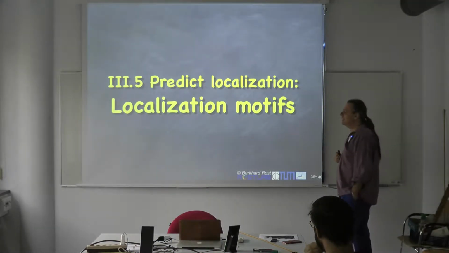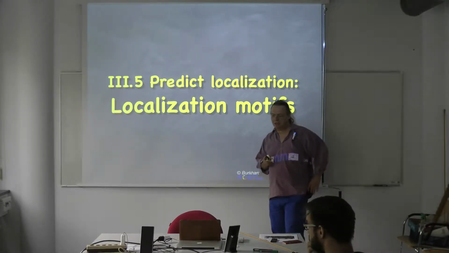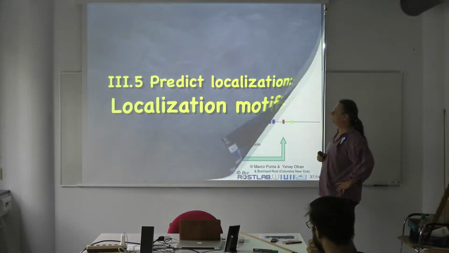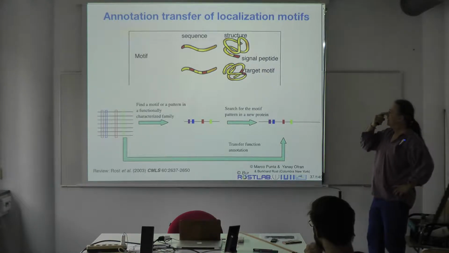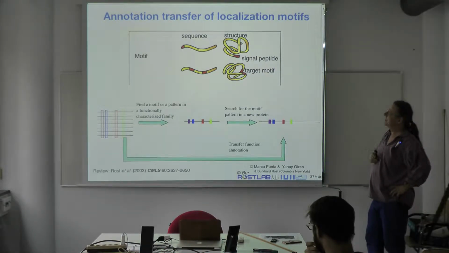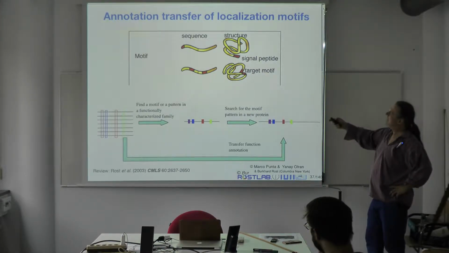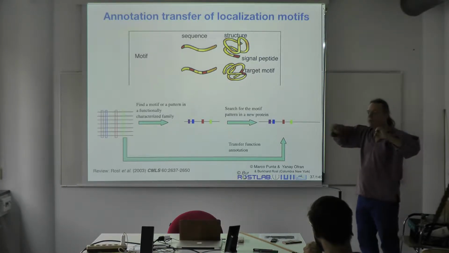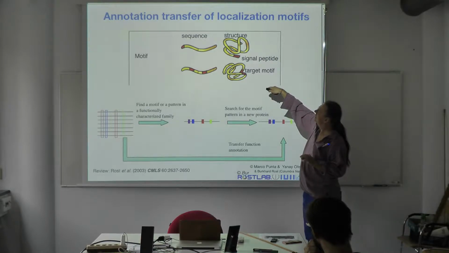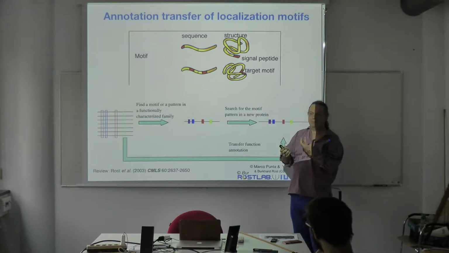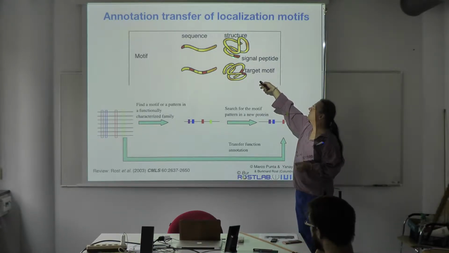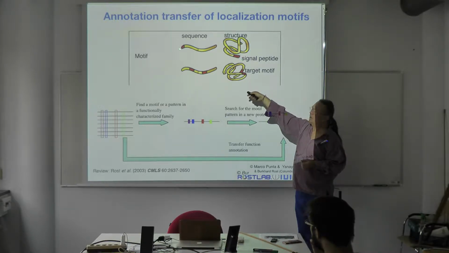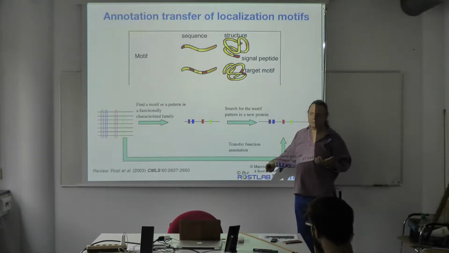Okay, now let's get back to another idea of predicting sub-cellular localization, namely motifs. There are two types of motifs in a protein. One type of motif is like this. You have this on the sequence, the red signifies the motif. When you fold up the protein into a three-dimensional structure, you see the motif. When you unfold it, you see the motif.